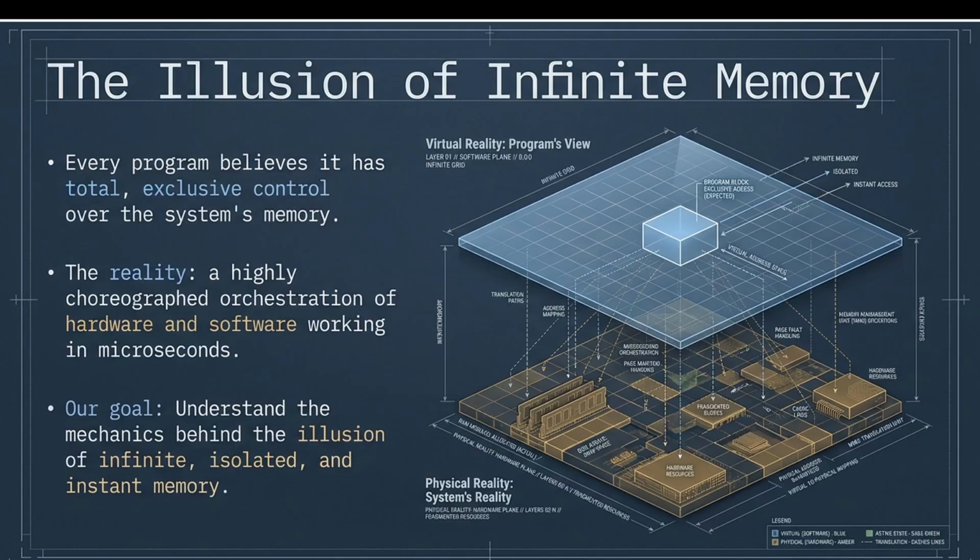So before we get into what points the first slide is saying, we first need to know what a program is. A program is a set of instructions which can be for any sort of function, like, for suppose, starting up an app, etc. So every program believes it has total exclusive control over the system's memory.